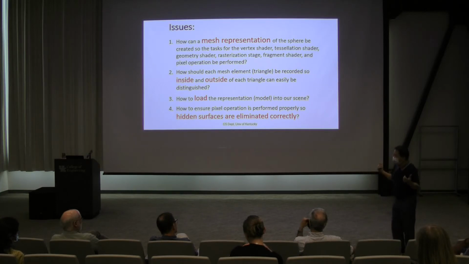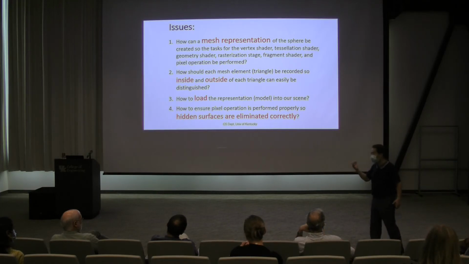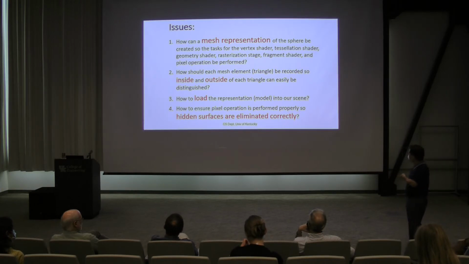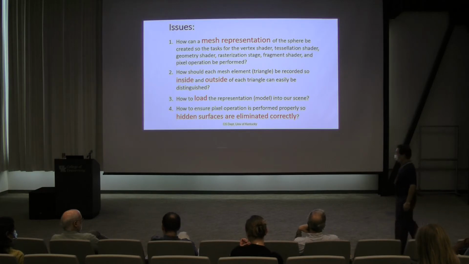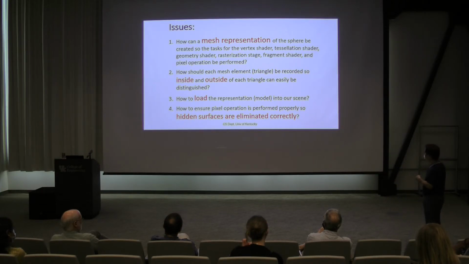This direction could mean a visible triangle, meaning that the user can see the triangle. That direction could mean that the triangle is not visible, meaning that the user would not be able to see the triangle. So that information should be clear. You shouldn't make any mistake. And how to load the representation into our scene, so that the shader would know what to do with those representations at each stage here, and how to ensure pixel operations perform properly.